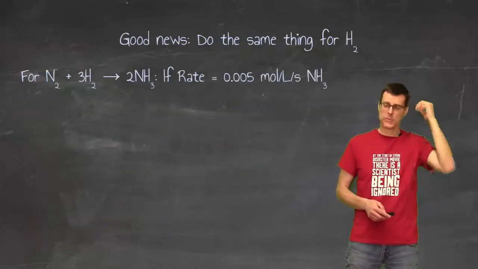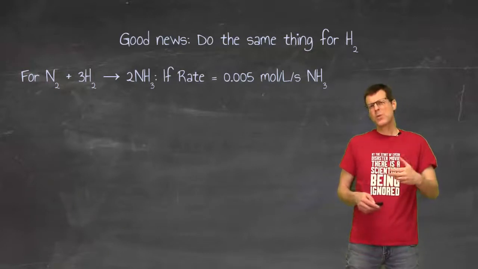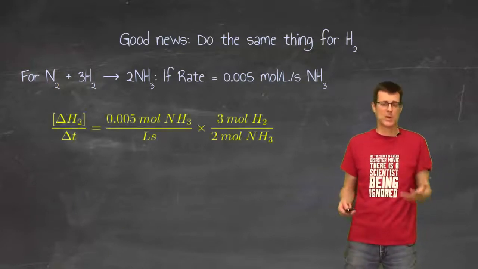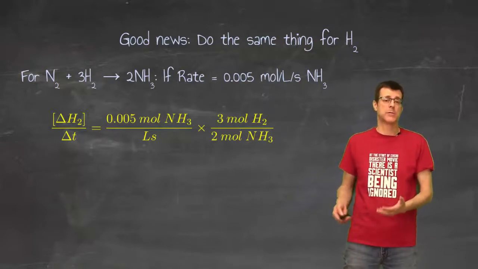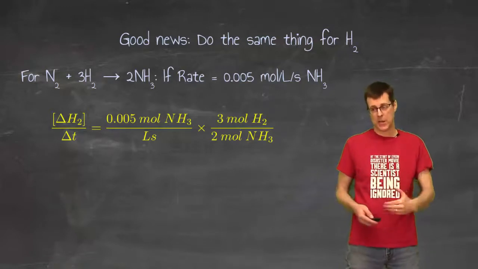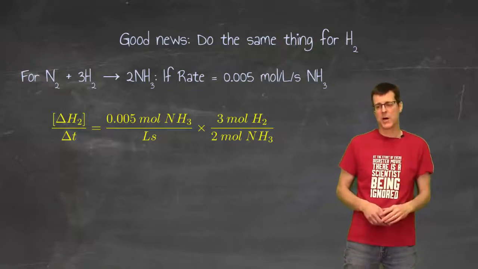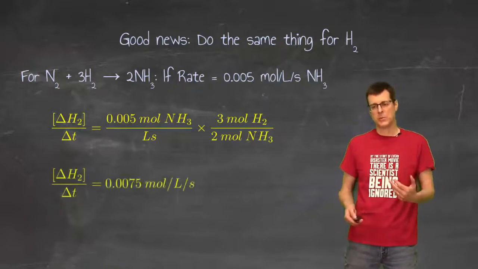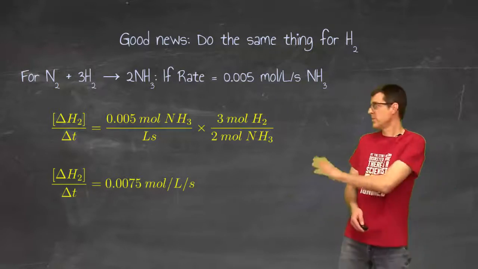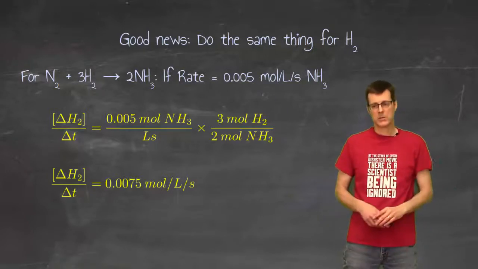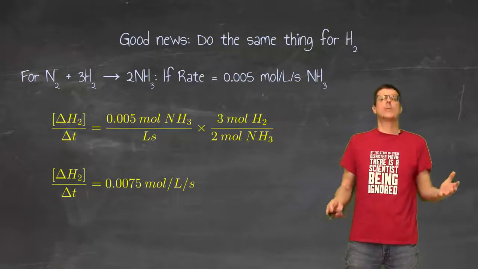Now, the same would be true for hydrogen. Well, not quite the same. It would be the same process, but not the same number. There, I would be multiplying by the balancing coefficients for ammonia and hydrogen, hydrogen on top, ammonia on the bottom, 3/2, which would give me 0.0075 moles per liter per second. So this is something that we're going to be doing from time to time. Now, you might wonder why we need to do that.